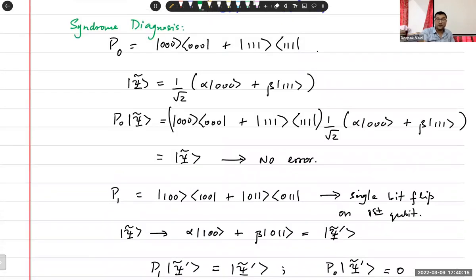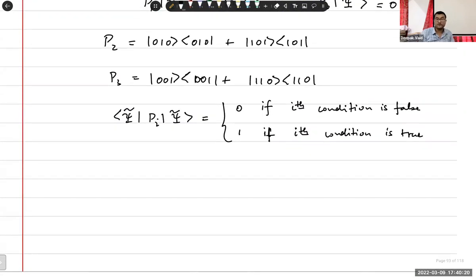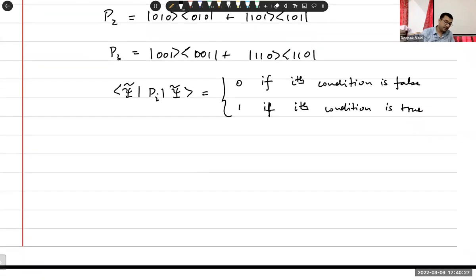Okay. Now, what is the nice thing about this syndrome diagnosis is the following. What happens to the state after you make the measurement? If I make the measurement of any one of these projectors, the state does not change due to the syndrome measurement.